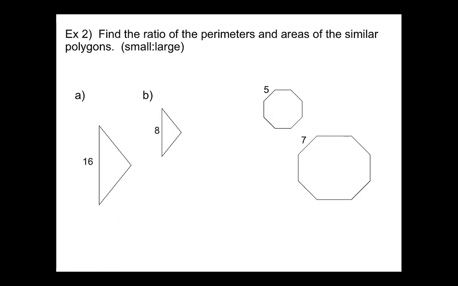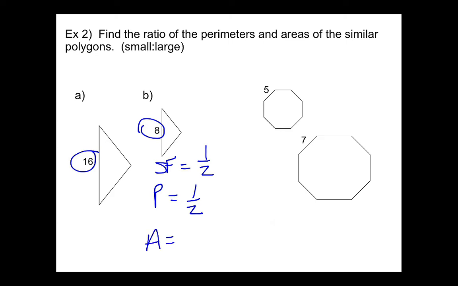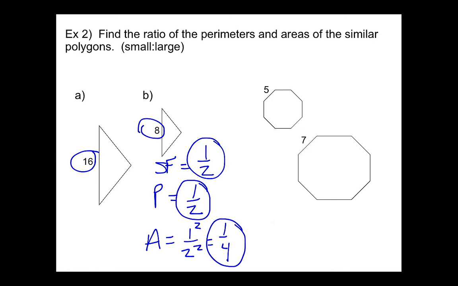So let's look at another example. If you look at these two, it says find the ratio of the perimeters and areas of the similar polygons. Okay, first we look at the sides. This is 8 compared to 16. So here's another example where the scale factor is going to be 1/2, or 1 to 2. So the ratio of the perimeters is going to be the same thing. But the ratio of the areas is going to be 1 to 2 squared, which would be 1 to 4. So the big triangle has 4 times the area, it has double the perimeter, and double the lengths of sides.